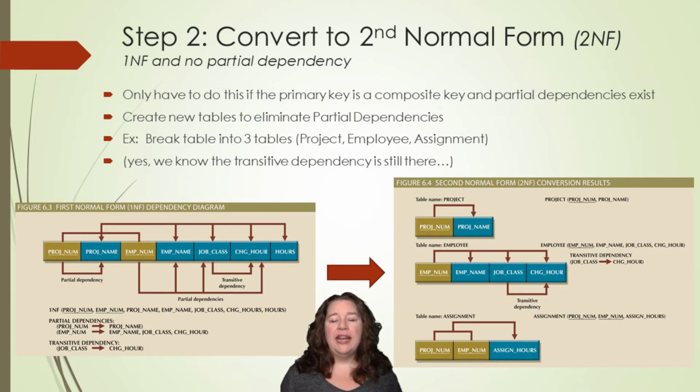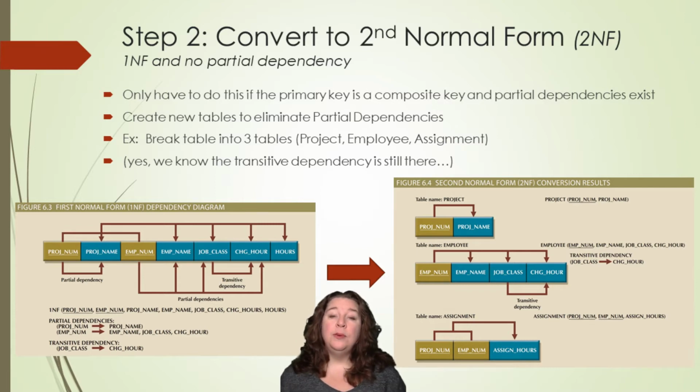Anything that is not a partial dependency gets kept in the original table. So we pulled out project name because we threw that into the project table. We pulled out employee name, job class, and charge per hour because we put those in the employee table, which means all we were left with was project number, employee number, and assigned hours. We changed our hours name to assigned hours because we're doing it per assignment, and we wanted to define that with a little bit more words. Just calling it hours didn't really give us enough description. Yes, we understand that that transitive dependency still exists. That's okay. We don't want it there, but we want it there for now.